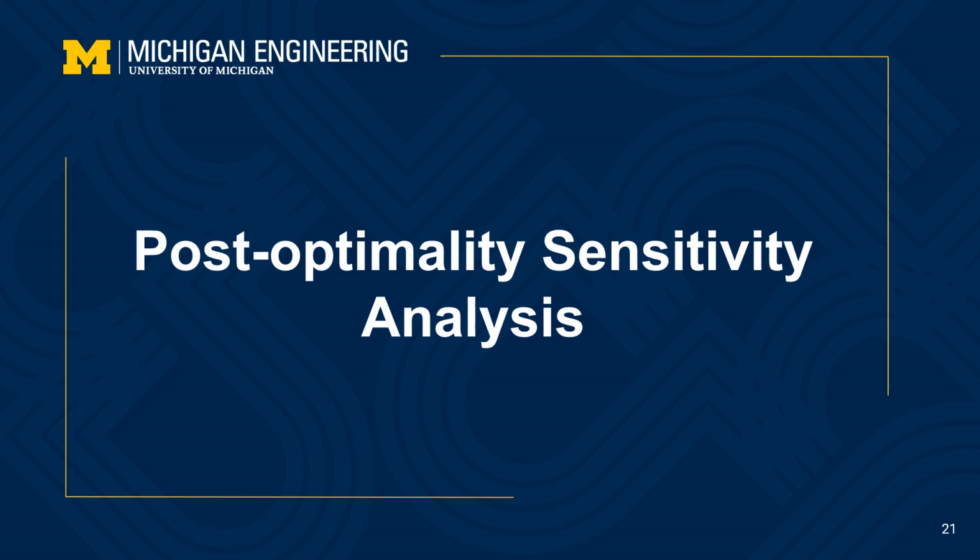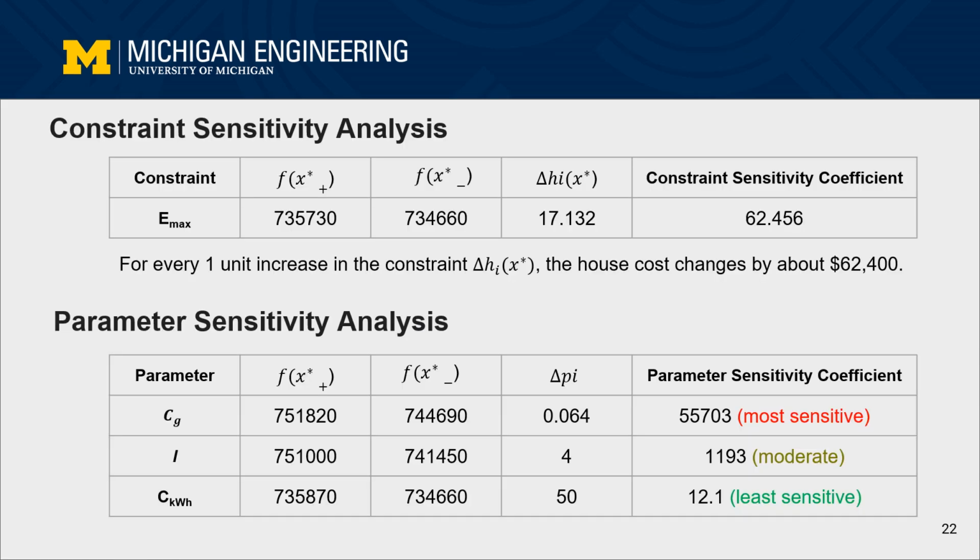This table is just giving a detailed breakout of the monthly grid usage, which was shown in the previous slide as the total E-grid. Moving on to the post-optimality sensitivity analysis. For our only active inequality constraint, we obtained a sensitivity coefficient of 62.4 with an objective function value of $735,000. In other words, for every 1 unit increase in the constraint, the house cost changes by about $62,400. This makes sense because the constraint is active at the optimum, meaning it binds the solution tightly.